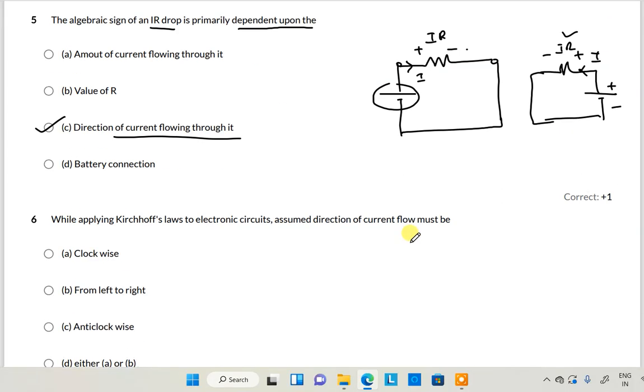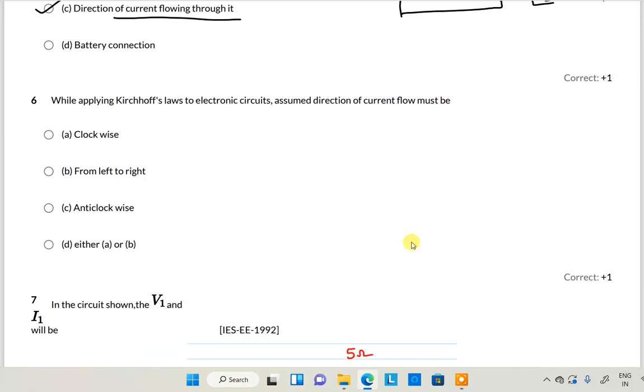Right. Next, question number 6. While applying Kirchhoff's law to an electronic circuit, the assumed direction of current flow must be clockwise direction or left to right. So that means option D is the correct option.